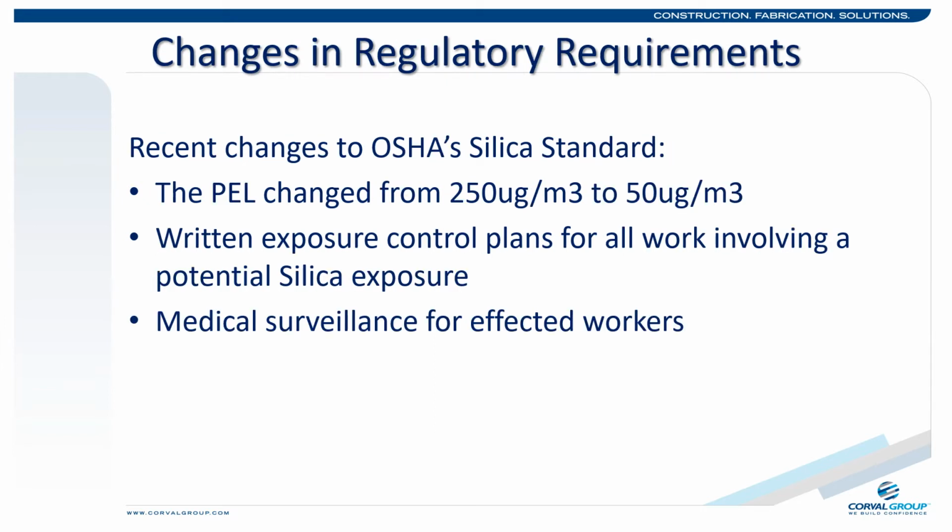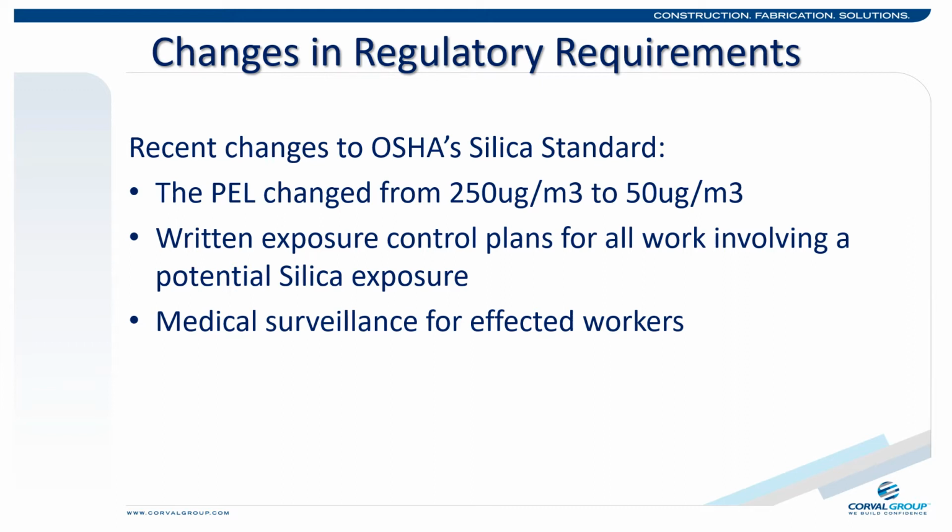The most prominent change to the silica standard was the reduction in the OSHA permissible exposure limit, PEL. The revised OSHA PEL for silica is now 50 micrograms per cubic meter. This reduction in the PEL also means a reduction in the action level, which is the level at which employers must take further action to prevent exposure.